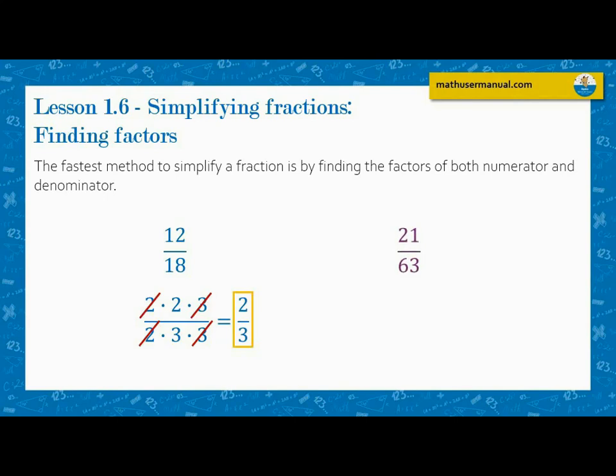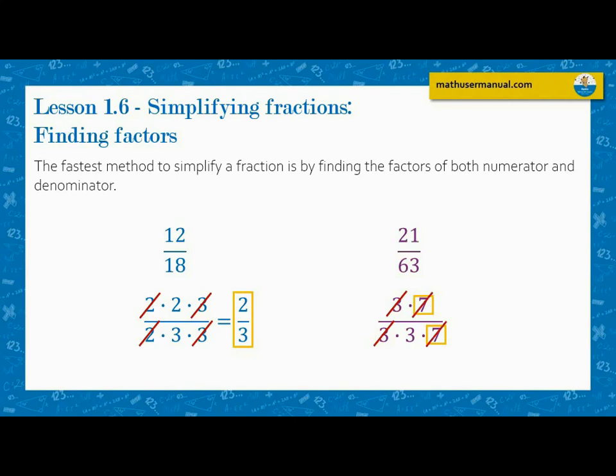21 over 63. Get the prime factors of 21. 3 times 7. 3 times 7 is 21. Prime factors of 63. 3 times 3 times 7. Now we cancel. We have 3 on the top, 3 on the bottom. They cancel. We have one 3 remaining on the bottom because we can only cancel one of the 3's. And we also have the 7's, which also cancel. We are left with 3 in the denominator and nothing on the top.